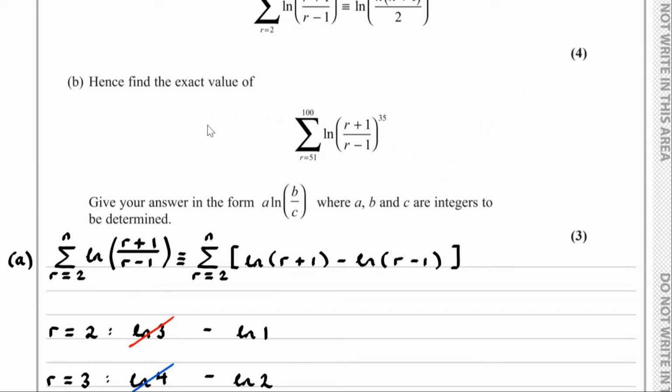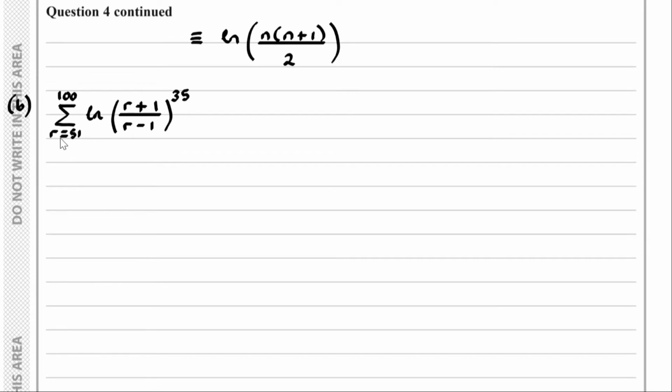Now for part B, we have to find the exact value of the sum from r equals 51 to 100 of the natural log of (r plus 1 over r minus 1) to the power of 35. We have to give our answer in the form a times the natural log of b over c, where a, b and c are integers to be determined. Using the power law of logs, this will be equivalent to 35 times the sum from r equals 51 to 100 of the natural log of (r plus 1 over r minus 1).